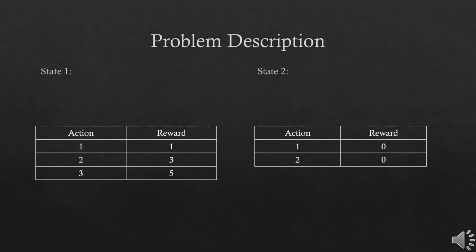To illustrate the solution methods, we consider a simple problem with two states. In state 1, 3 actions are available, each providing a different immediate reward. In state 2, there are 2 possible actions. The transition probabilities associated with these actions determine how the process moves between the 2 states. We will solve this problem assuming a discount factor of 0.5, meaning that future rewards are worth half as much as immediate rewards.